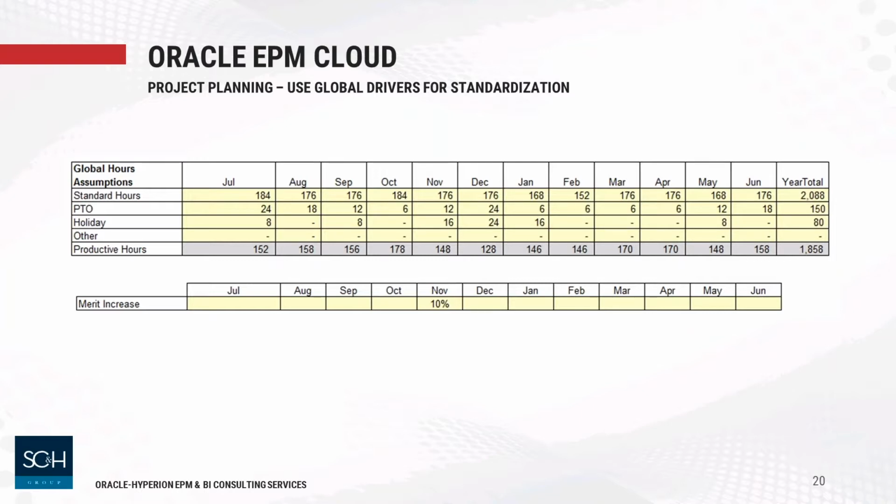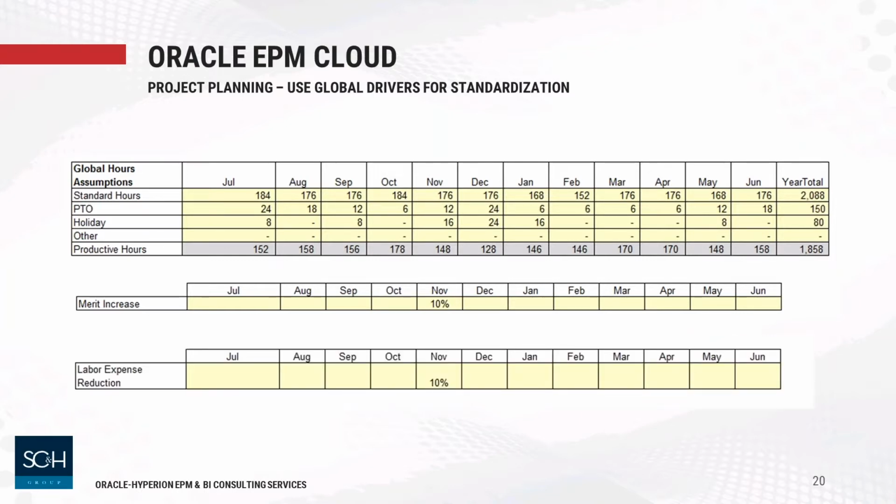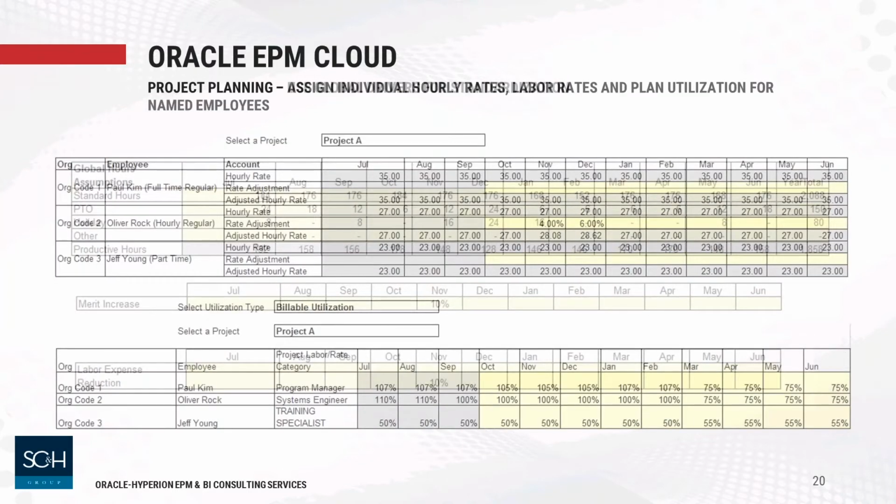And then productive hours then become the global driver for all further calculations that need to be made at an employee level of detail. Merit increase, if this organization in this represented example has a 10% merit increase in November, you can apply that assumption at the global level of detail, and it's from that point. You can also layer in other assumptions such as any planned expense adjustments that you want to make at the global level.